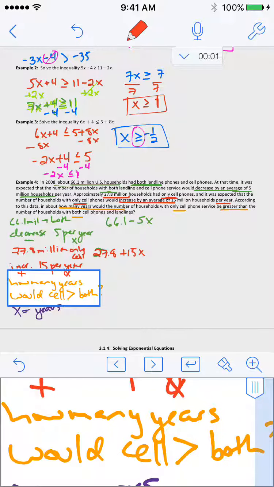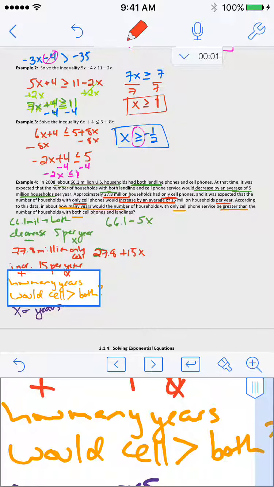So let's take a look at the question one more time. How many years until cell is greater than both? Well, cell was red. So how many years until cell greater than both? And we don't want equal to because we don't care about equal to. We want greater than, right? All right, so let's go set that up over here.